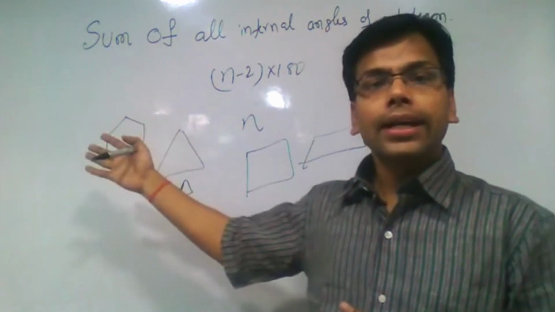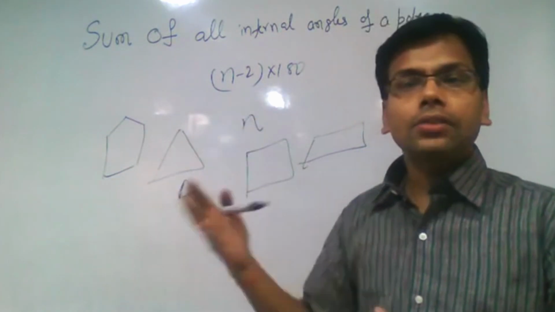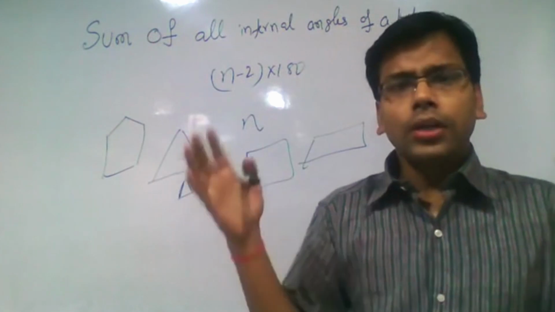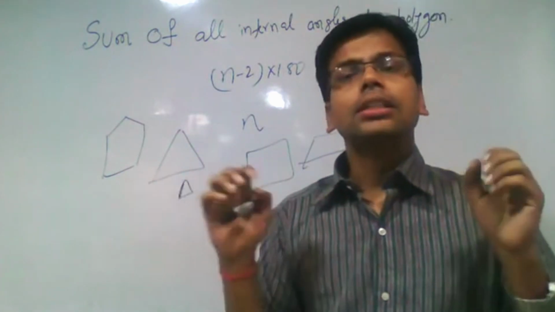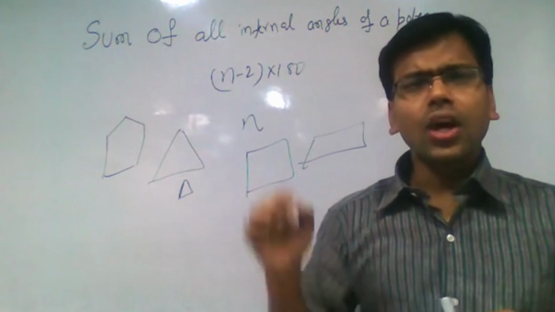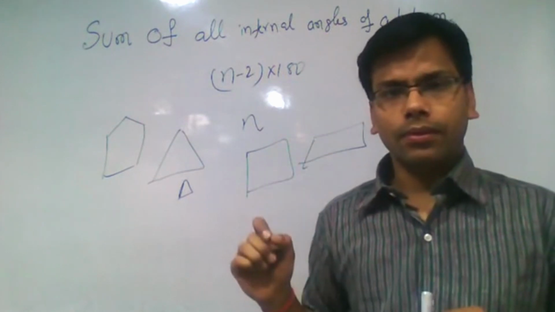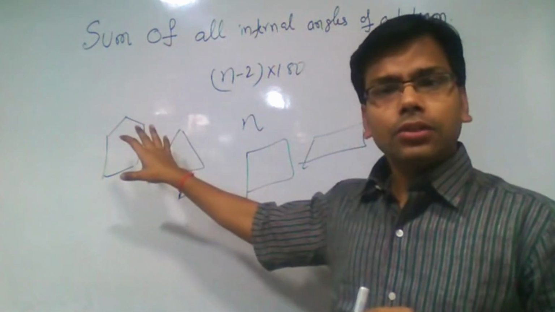180 degrees. For the pentagon, it is (5 minus 2) into 180 degrees, which is 540. So if we have any shape or size, the summation is the same. Now, why n minus 2? Let's talk in terms of a pentagon.